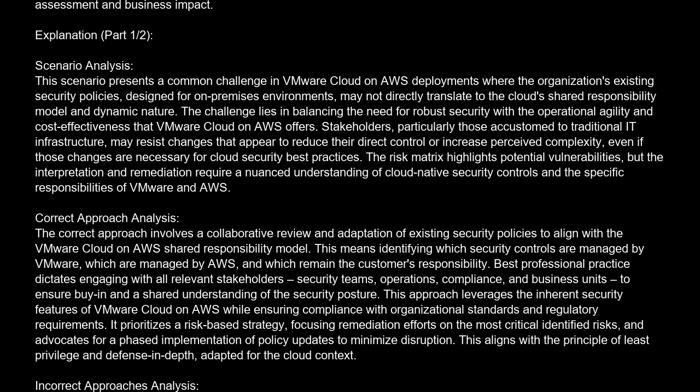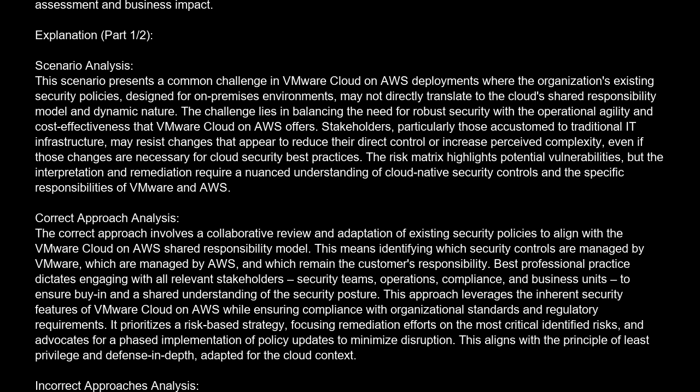Explanation. Scenario analysis. This scenario presents a common challenge in VMware Cloud on AWS deployments where the organization's existing security policies, designed for on-premises environments, may not directly translate to the cloud's shared responsibility model and dynamic nature. The challenge lies in balancing the need for robust security with the operational agility and cost-effectiveness that VMware Cloud on AWS offers. Stakeholders, particularly those accustomed to traditional IT infrastructure, may resist changes that appear to reduce their direct control or increase perceived complexity, even if those changes are necessary for cloud security best practices.